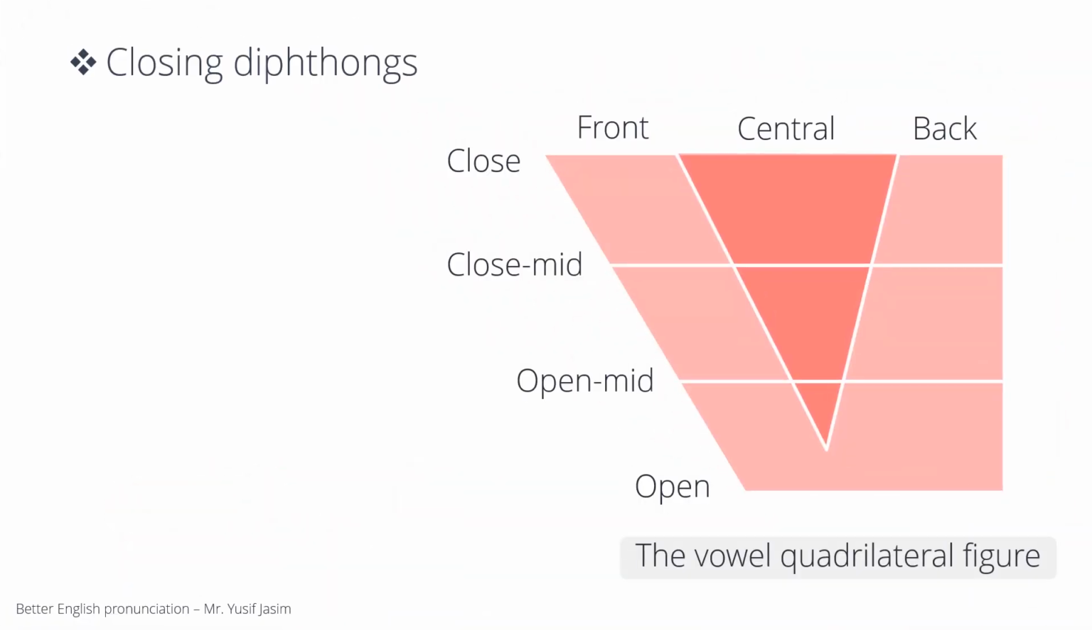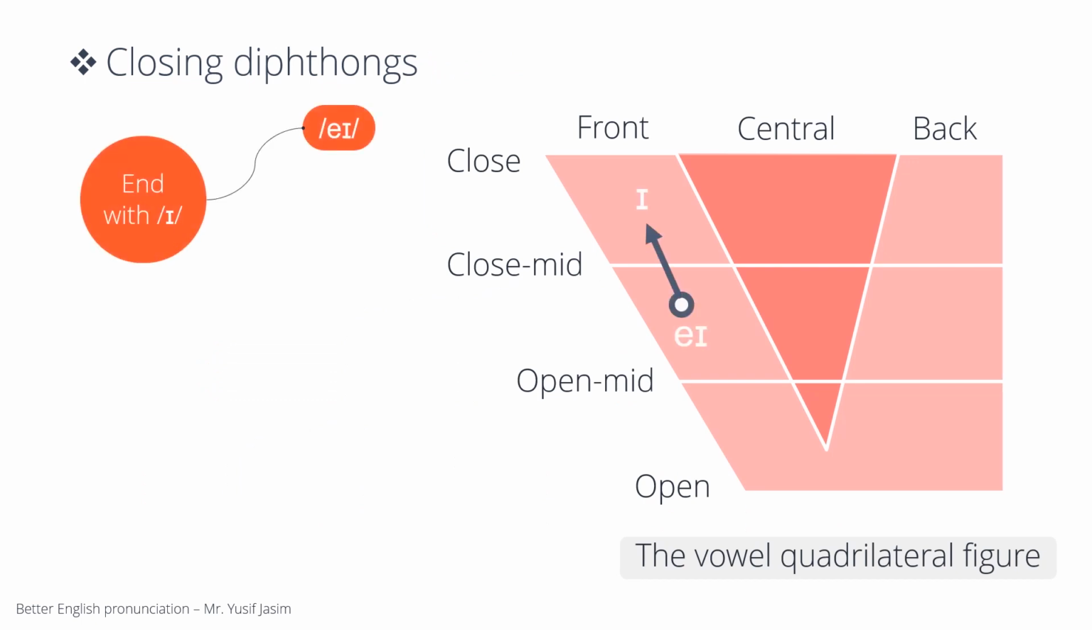We will start describing diphthongs with closing diphthongs. There are 5 closing diphthongs in English. 3 of them end with I, the closed front vowel, and 2 of them end with O, the back closed vowel. The first one is the A diphthong. The glide begins in the position for A, moving up and slightly back towards I, as in stay.